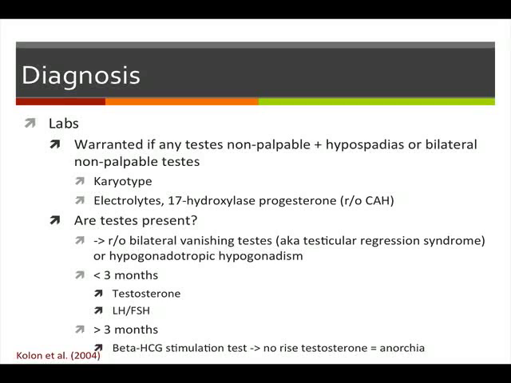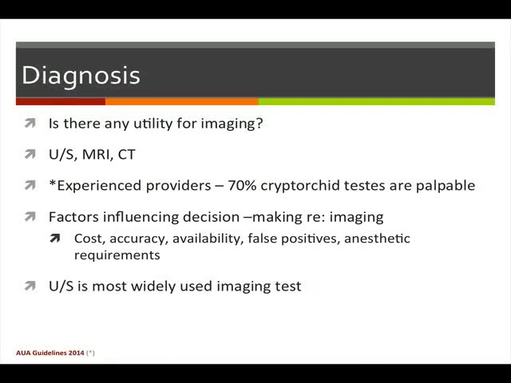If you want to know if there are any testes present, there are some tests you can do. In infants less than 3 months of age, testosterone, FSH, and LH levels can be done, or greater than 3 months, you can do a beta-hCG stimulation test. Typically, if there's no rise in your testosterone, then you can diagnose anorchia.